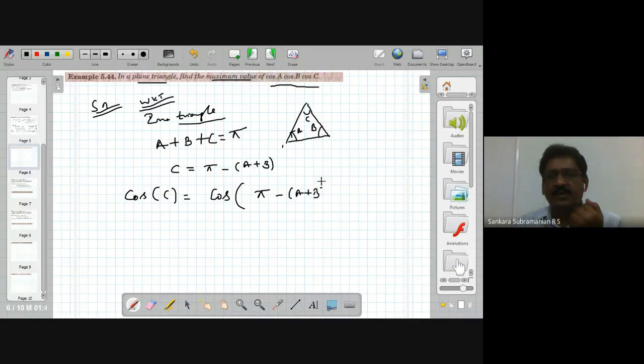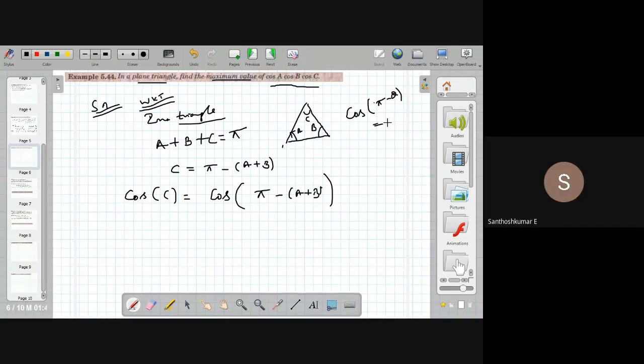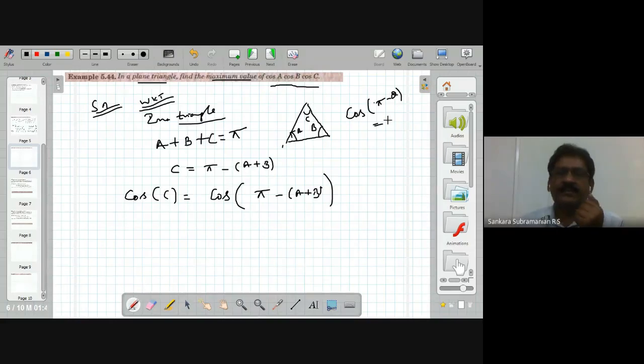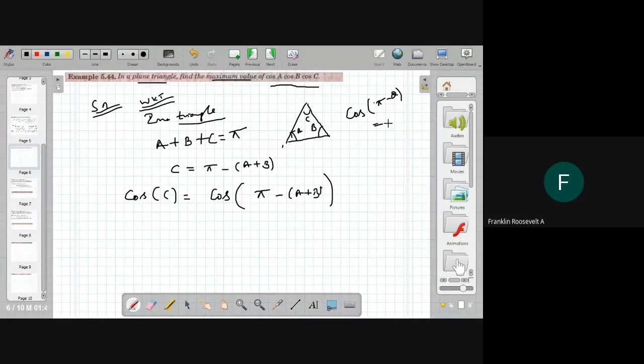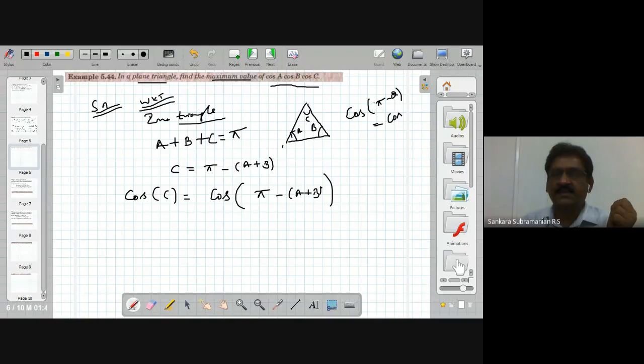Do you know the formula for cos of 180 minus theta? What is cos of pi minus theta? Cos theta plus or minus cos theta? Minus cos theta is the correct answer. So you get minus cos of A plus B.